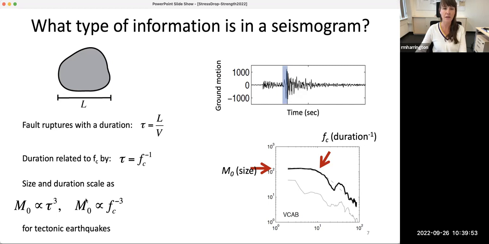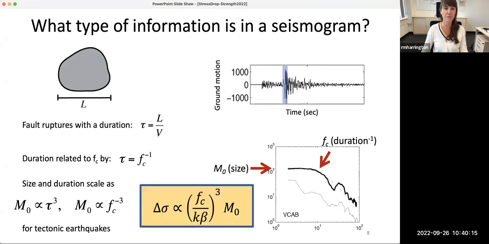But actually measuring that in practice, particularly for smaller earthquakes, and accounting for all of the subtle effects that are imparted to the spectra when the energy travels from the surface of the fault to the station is not so straightforward and not trivial.